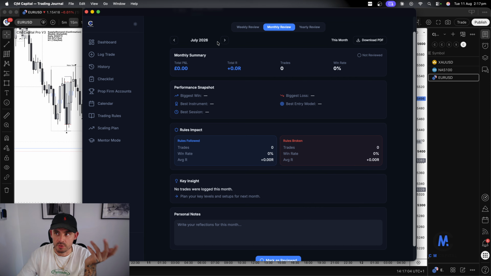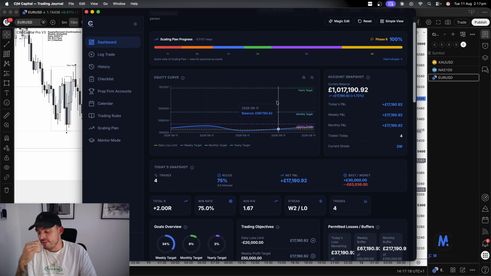Obviously you can go back through the months and years and whatever else and just download whatever one you want. Download whatever file you need. You can add notes, mark it actually as reviewed as well, which is very cool. So yeah, that's a very good feature that I like. Trying to think if there's anything else.